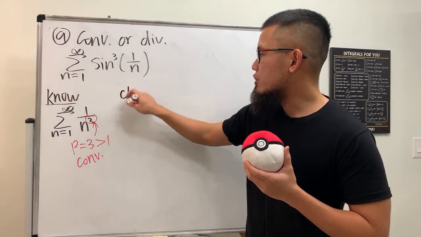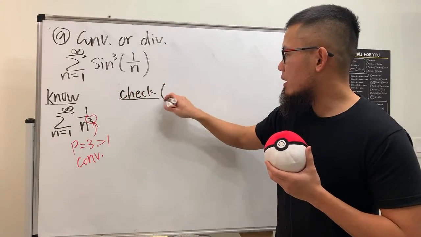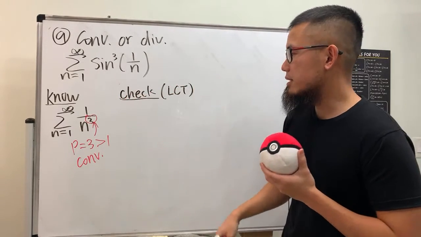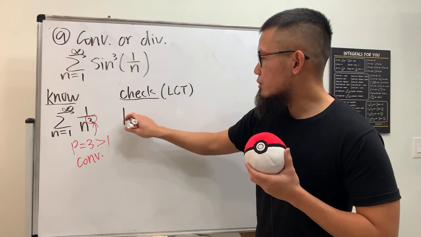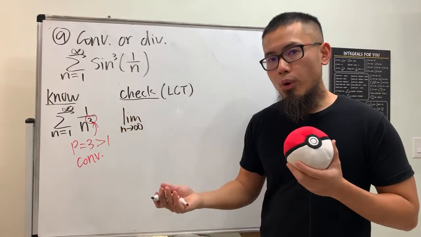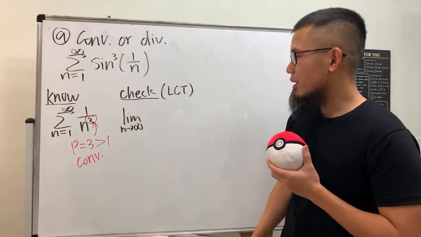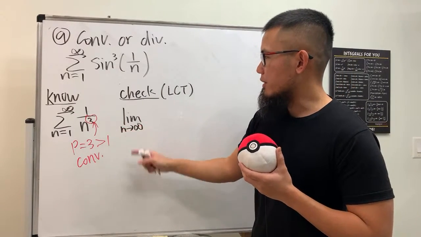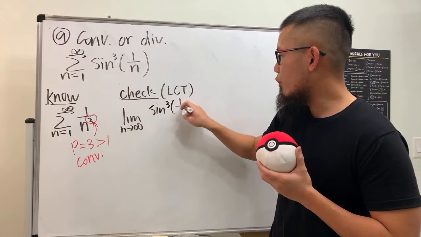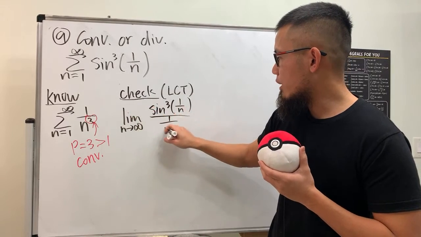Then what we are going to check is the following. Again, we are trying to do the limit comparison test. So go ahead and just do the limit as n goes to infinity. Or you can also write down n goes to infinity and then just do the work, up to you. The limit as n goes to infinity, on the top, sine to the third power of 1 over n, and on the bottom, 1 over n to the third power.